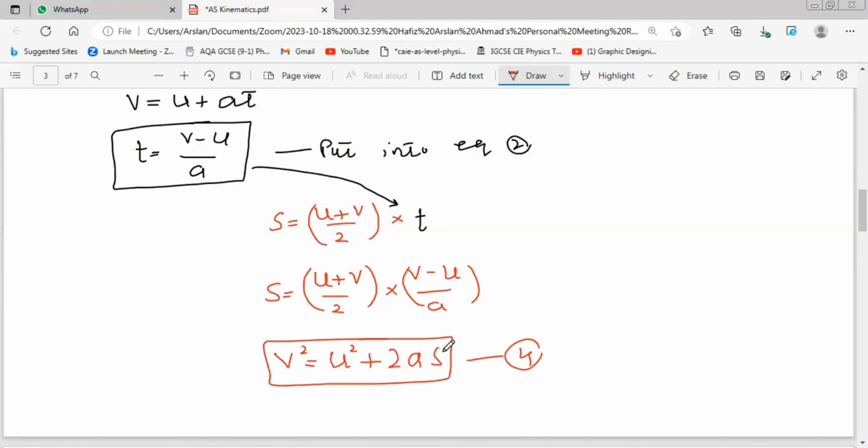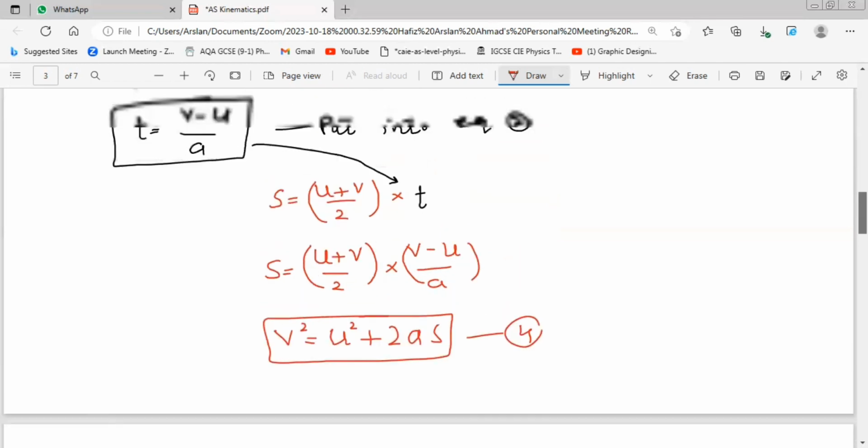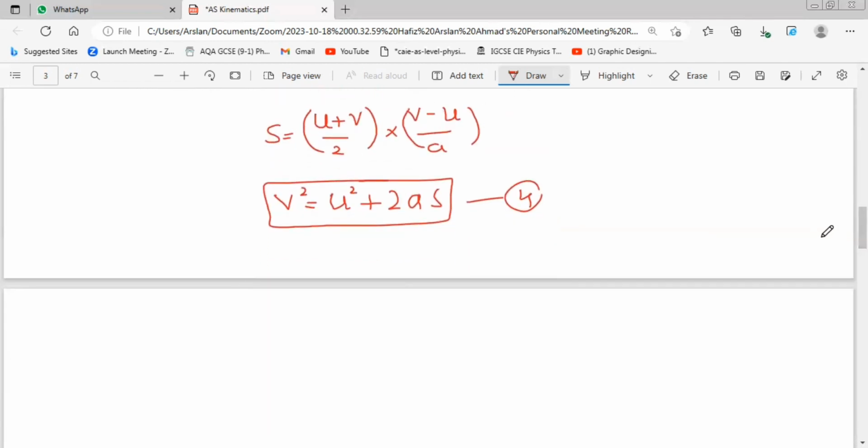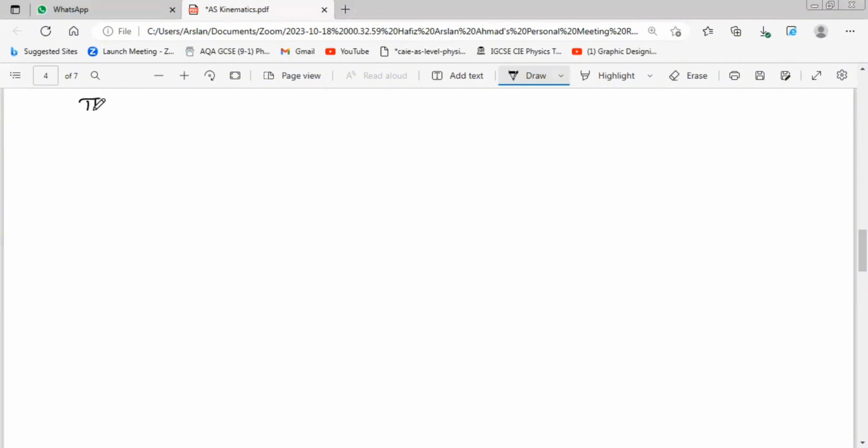So these are the four equations of motion. The first two equations we discussed in O levels, and equations number 3 and 4 are a part of AS level. These four equations of motion can be used under the following conditions.